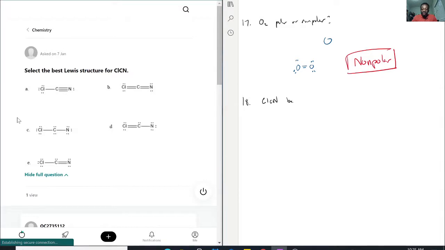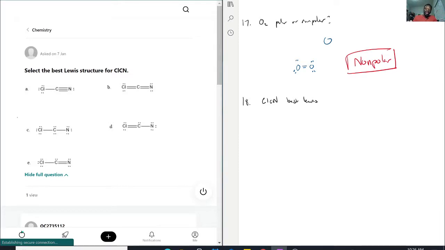Okay, best Lewis. The trick here is that with these types of molecules, what you are seeing are probably just resonance structures of this. So these are all technically most likely viable Lewis structures, but the best Lewis structure, we find that out by seeing which one has the least formal charge differences. We want as many formal charges of 0 as possible.